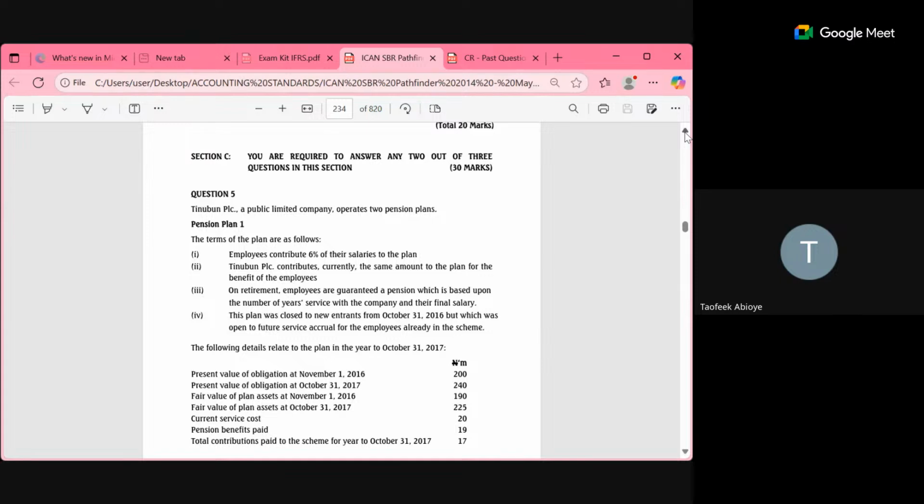It has defined contribution plan. It has defined benefit plan. So this is the question. I think I snapped the question. Let me send it to your group, because I'll present my Excel sheet now. Right? Let me send the question to you. So, okay, this is it. Let me forward it.